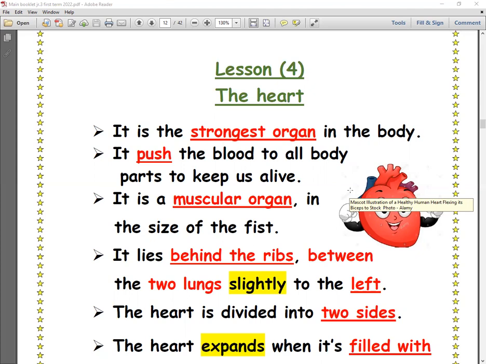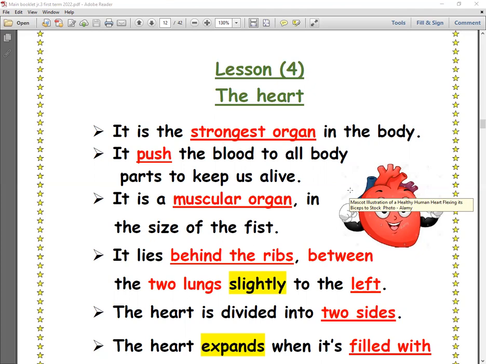After that, number 3, the heart is soft or very hard? No, the heart is soft. So I can say heart is a muscular organ.